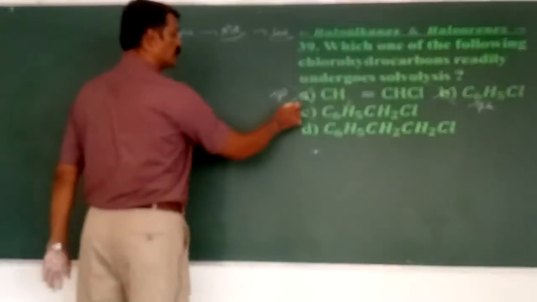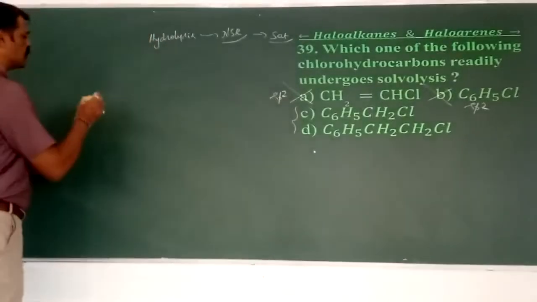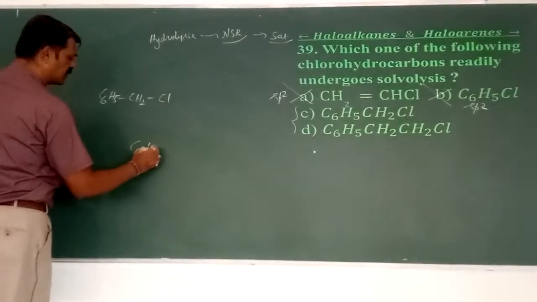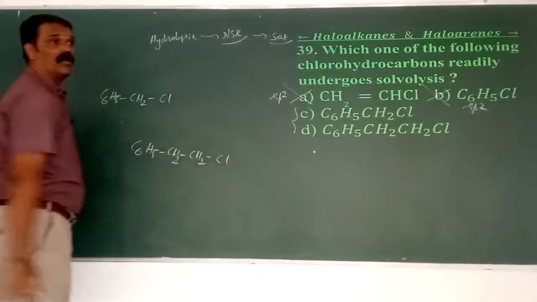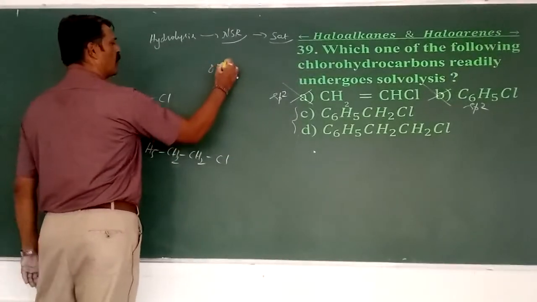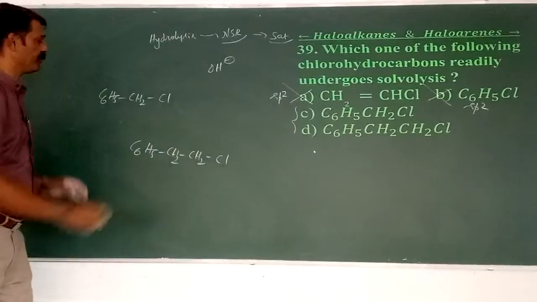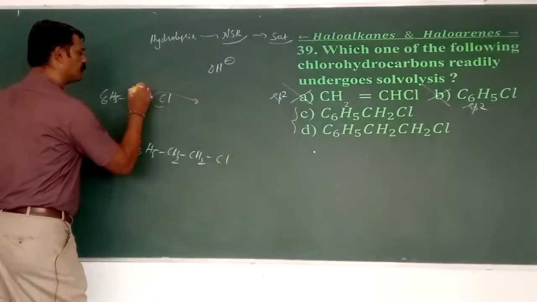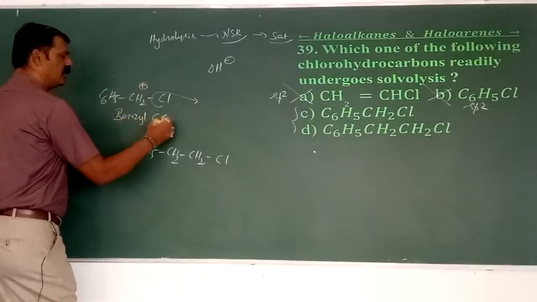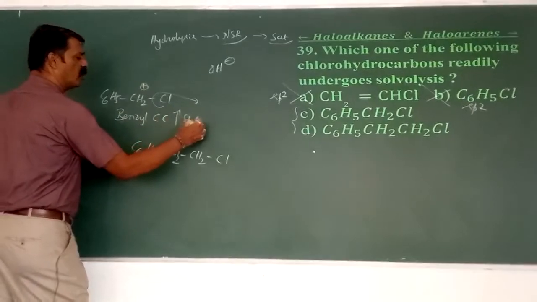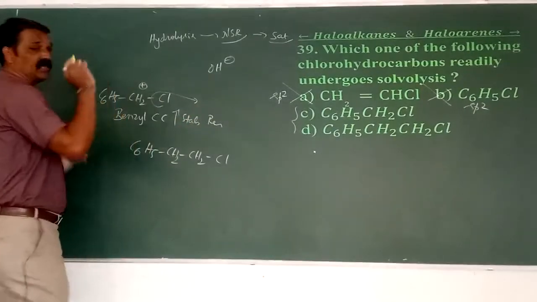Therefore we can have the two possibilities. The first one is C6H5CH2Cl. Another one is C6H5CH2CH2Cl. For hydrolysis, we should have the attachment of OH minus. This is the benzyl carbocation. It's more stable by the phenomenon called resonance. Therefore, that is possible.